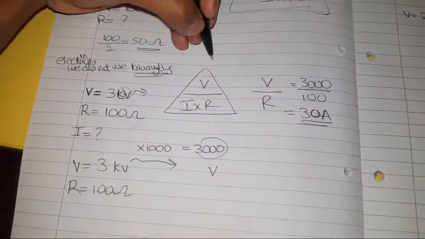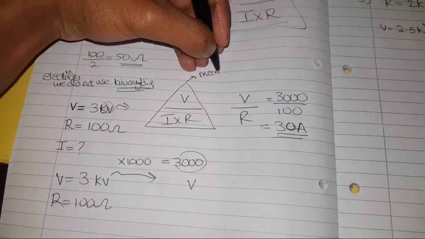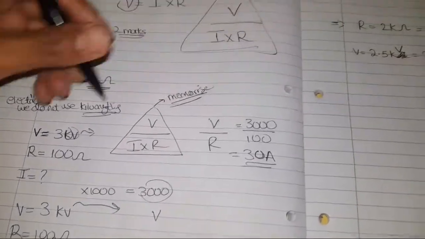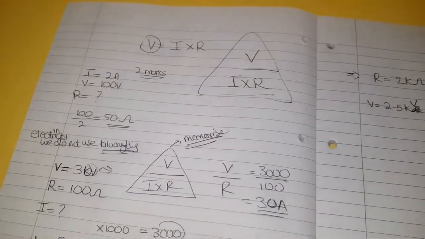Another thing is you guys have to memorize this as well. That's the bad news, right? But it's not that hard. V equals IR, so that's decent.